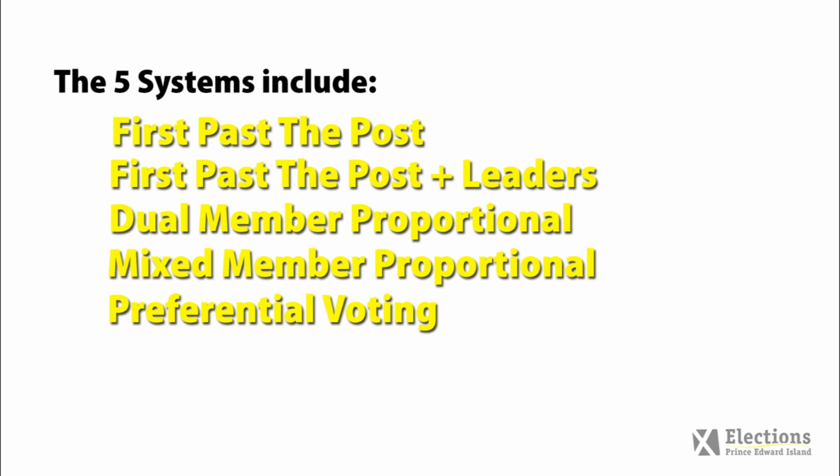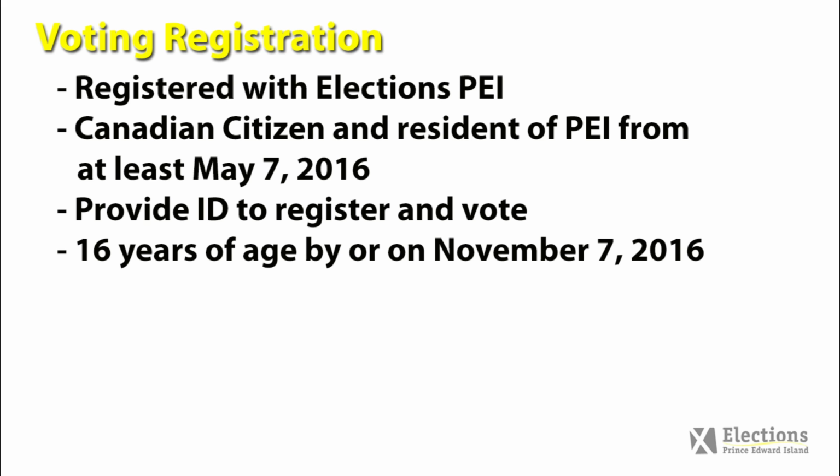Those are the 5 electoral systems we will be voting on this fall in the plebiscite. In order to be able to vote, you must be registered with Elections PEI. You must be a Canadian citizen and a resident of Prince Edward Island from at least May 7, 2016. You must provide ID to register and vote. You must be at least 16 years of age by or on November 7, 2016.